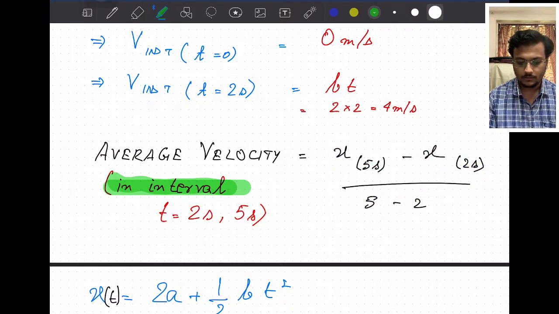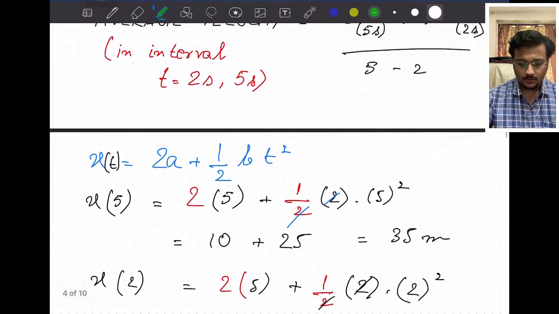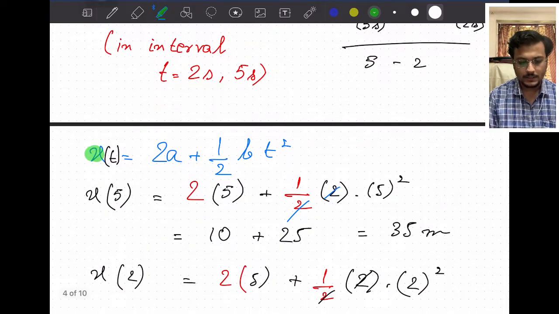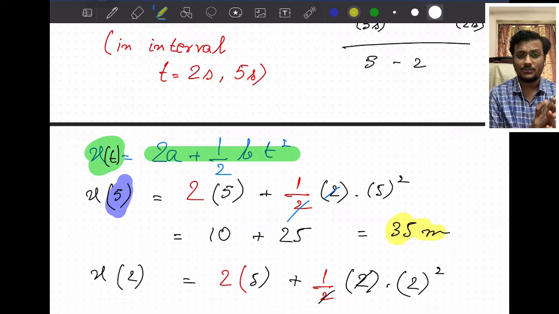So let's solve it. We need to find the displacement of the particle after 5 seconds. How will we find it out? We already have a solid equation at the start. As you can see, x of t, distance, is a time dominated equation. So we have 2a plus half bt square. We are simply going to put the value of t as 5. By doing so, we end up with 35 meter. That is, after the end of 5 seconds, the displacement of the object is 35 meter.